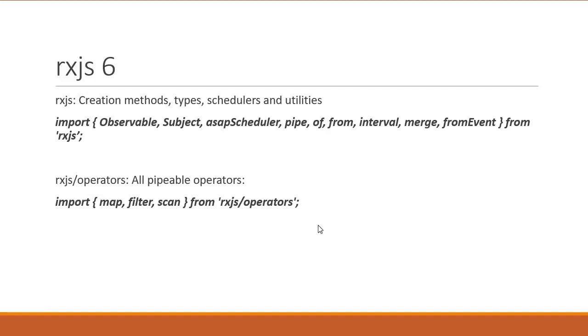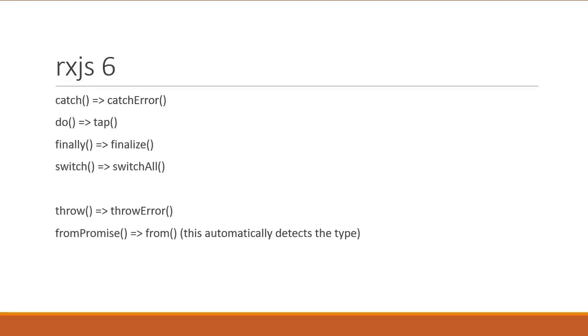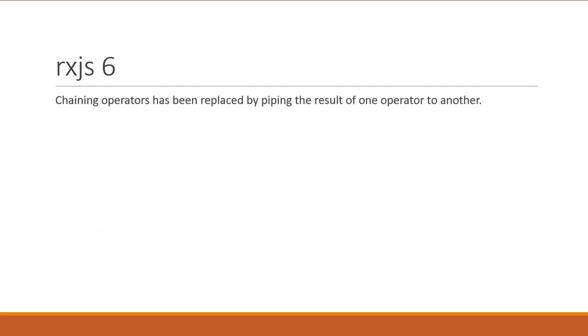So these are the only two imports you have to be concerned with for our application. The next change is some of the operators were renamed. So catch has been renamed to catchError, do has been renamed to tap, finally to finalize, switch to switchAll, and also some observable creation methods have been renamed as well. So throw is now throwError, and fromPromise is now just from. Also, the final concern for us is with RxJS 6, chaining operators has been replaced by piping the result of one operator to another.